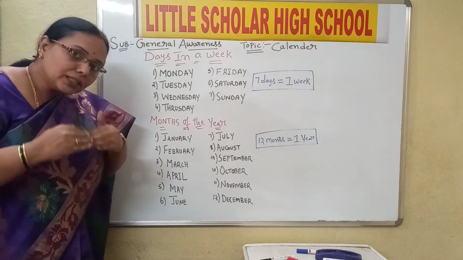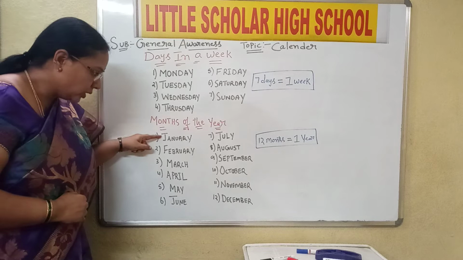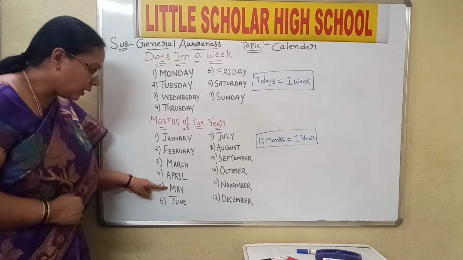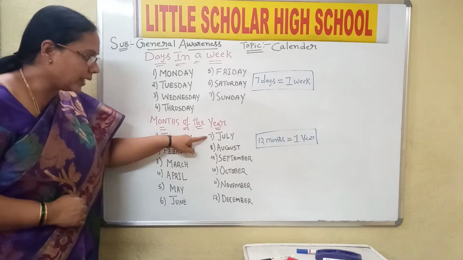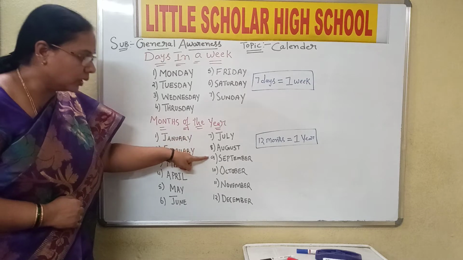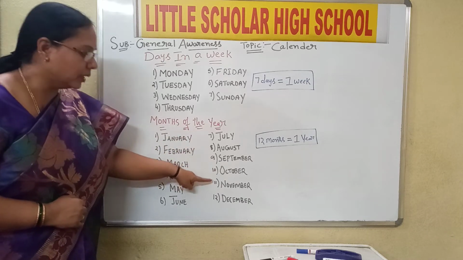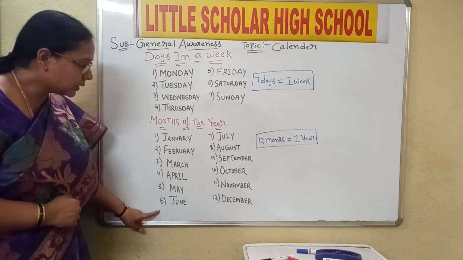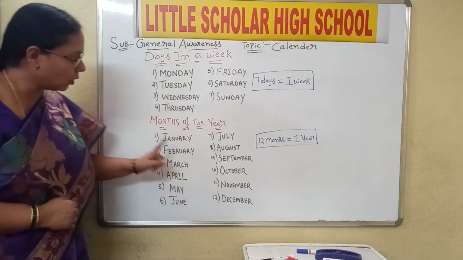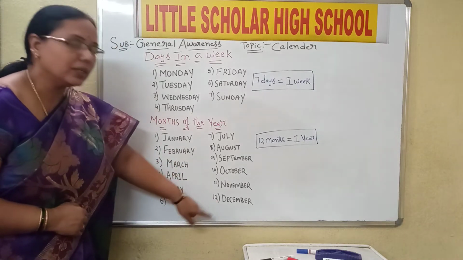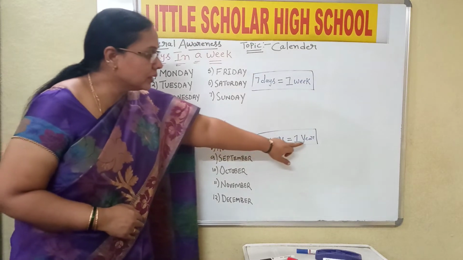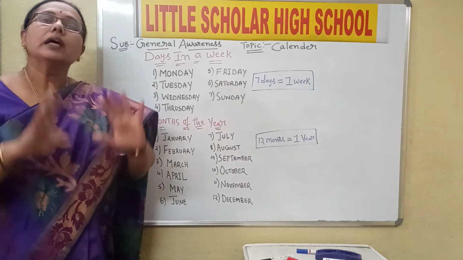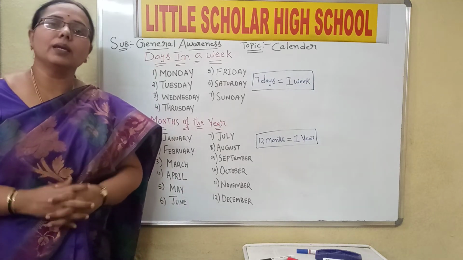Now let us do the months a little fast. Okay. January, February, March, April, May, June, July, August, September, October, November, and December. So how many months are there, children? Totally 6 plus 6, 12 months. 12 months in a year. So 12 months is equal to 1 year. So 1 year will have how many months? 12 months. And all the months will be the same for all the years.